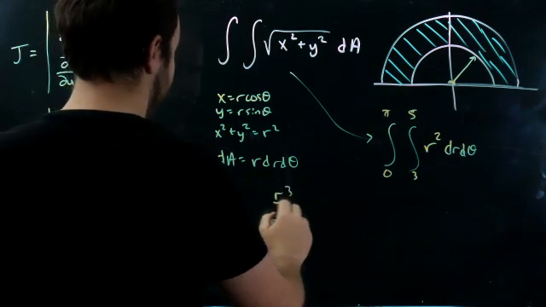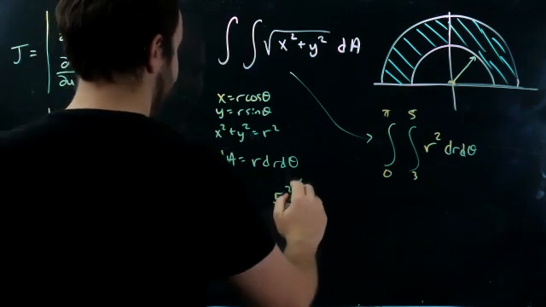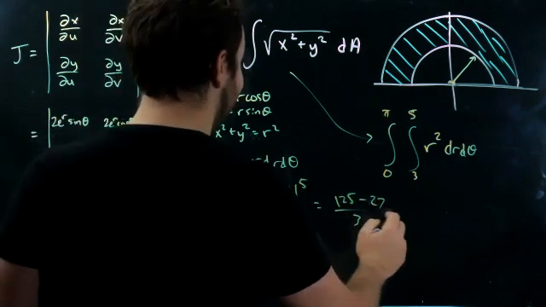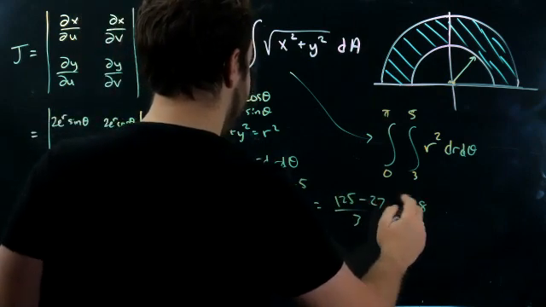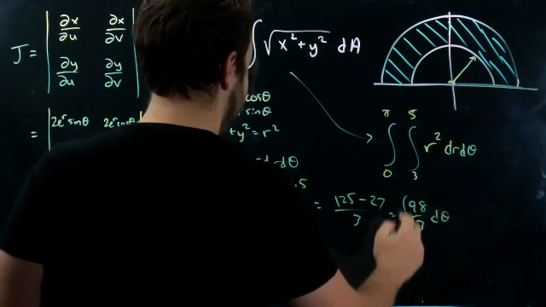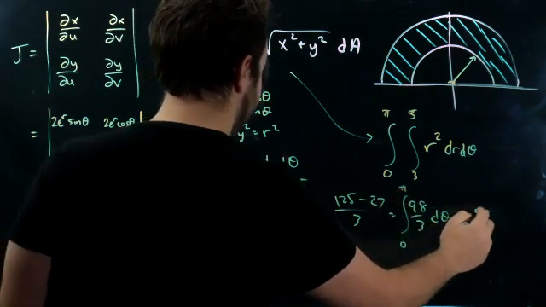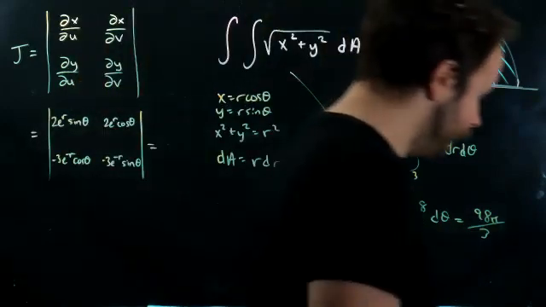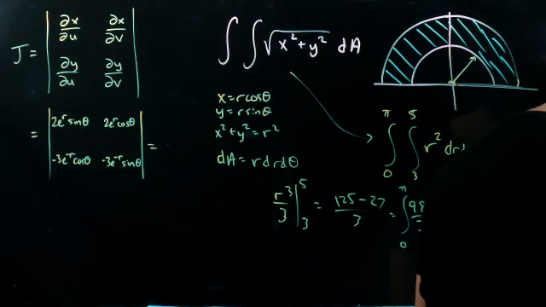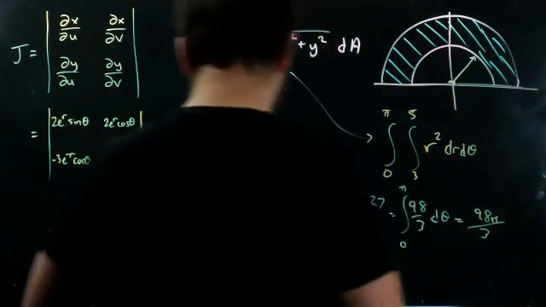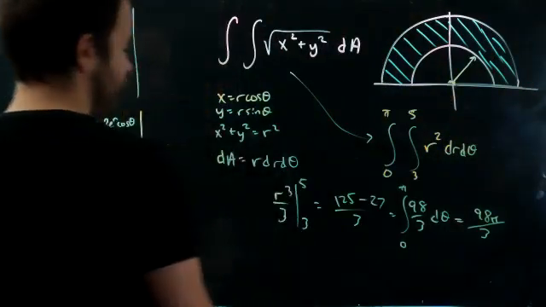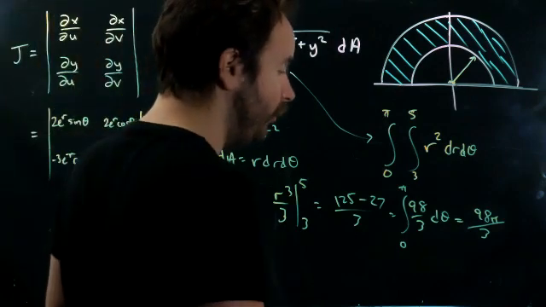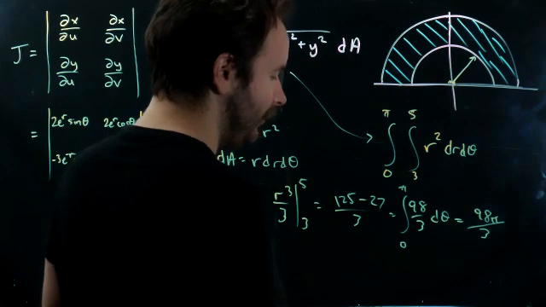This is r cubed over 3. Plug in 5, plug in 3, find the difference. It's 125 minus 27 over 3, which is 98 over 3. And then you integrate that from 0 to pi, and you get 98 pi over 3. We good on that? Hold on. What's 48 divided by 3? That's 16. Is that your answer?